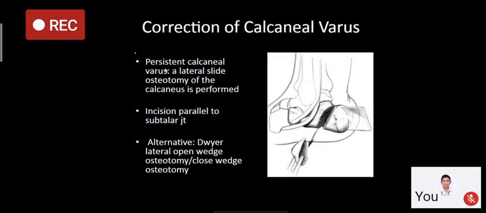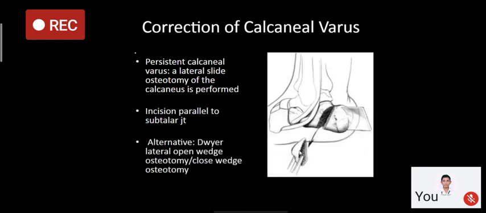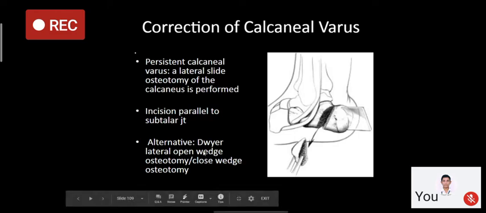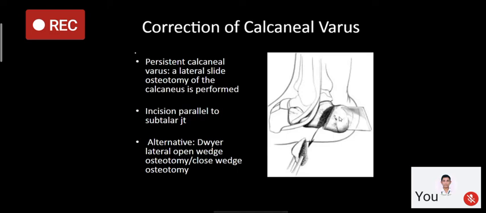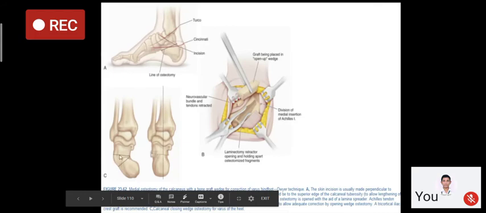For the calcaneal varus, persistent calcaneal varus, a lateral slide osteotomy of the calcaneum. Calcaneum is cut here, and the wedge is removed from the lateral side. This is lateral side bony wedge removal. The incision is parallel to the subtalar joint, and Dwyer's lateral closing wedge osteotomy. We have to remove a wedge from the lateral side because there is consistent varus. Varus means the lateral aspect is grown, the medial aspect is not grown. So we have to remove a lateral aspect of bony piece and close it. So this is lateral column shortening of the calcaneum. This is how the calcaneum is, and we remove the lateral based wedge, and this is correction of heel varus.